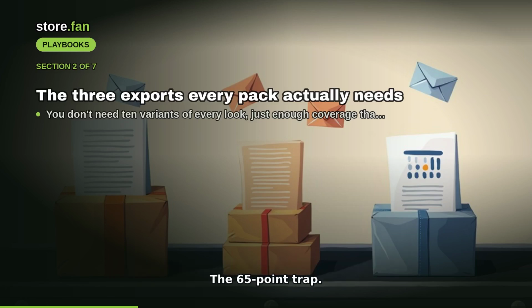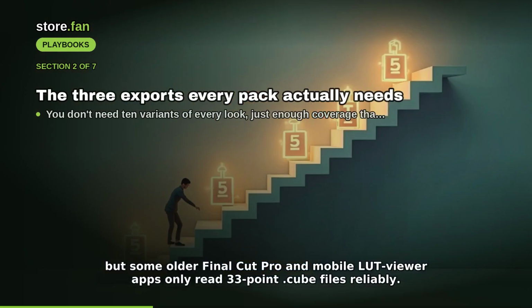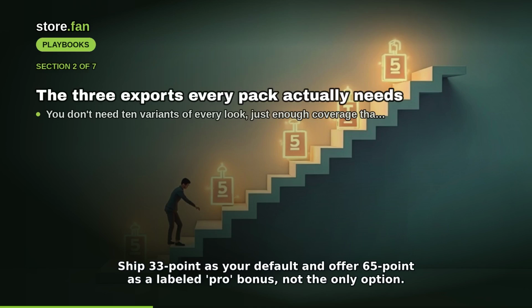The 65-point trap. Higher point count LUTs, 65-point versus 33-point, are smoother in theory. But some older Final Cut Pro and mobile LUT viewer apps only read 33-point cube files reliably. Ship 33-point as your default and offer 65-point as a labeled Pro bonus, not the only option.